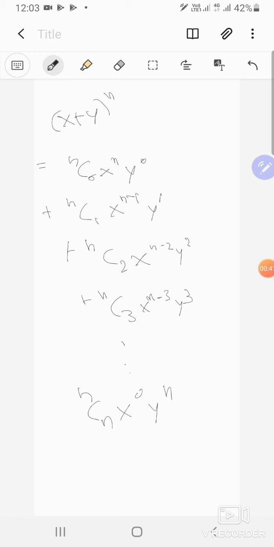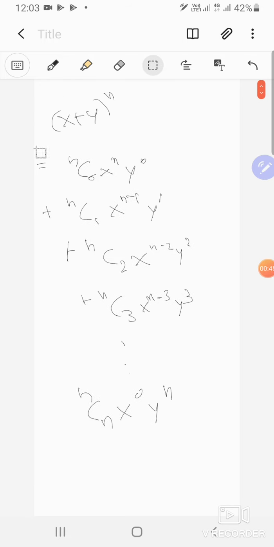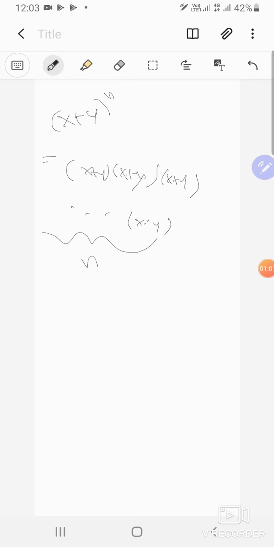Okay, so how do we prove this thing? Well, first of all, you need to consider this in a different format. Okay, so you've got x plus y raised to the nth power. That's going to be x plus y times x plus y times x plus y, and yeah, n of them. Okay, these are n x plus y's.